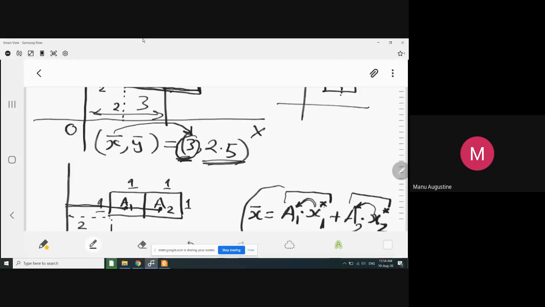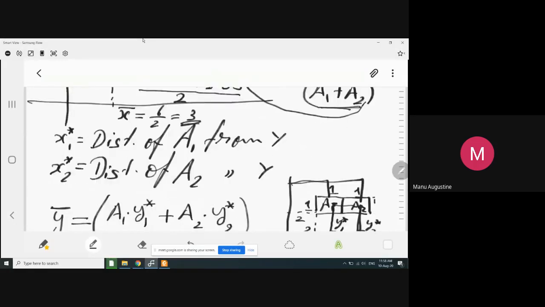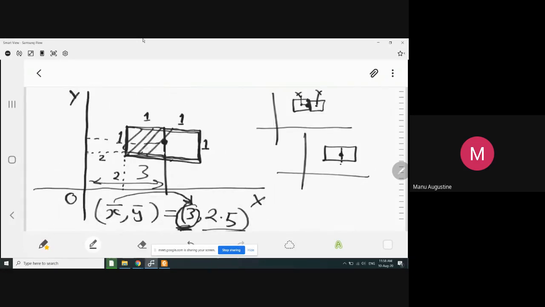Got it? So today you have learned the basics of finding the value of x bar and y bar using the method of moments. Essentially, you are taking the moments of individual areas of the composite section, adding them together and dividing by the total area of the composite. A1 plus A2 is nothing but the total area of the composite. So method of moments is exactly this, and this is the start and end of the concept. There is nothing else to discuss.